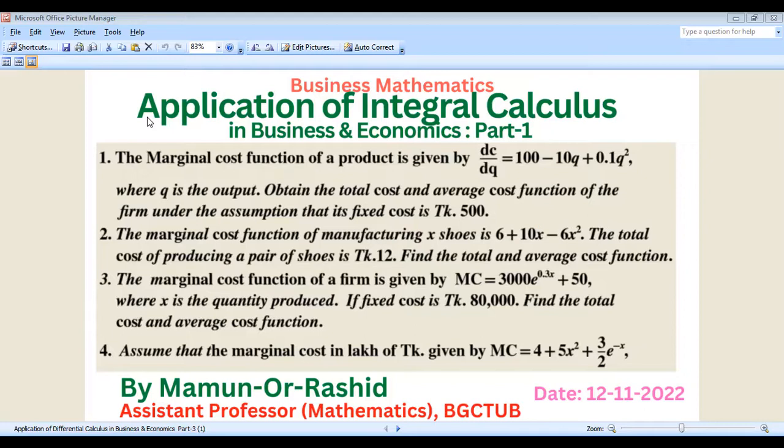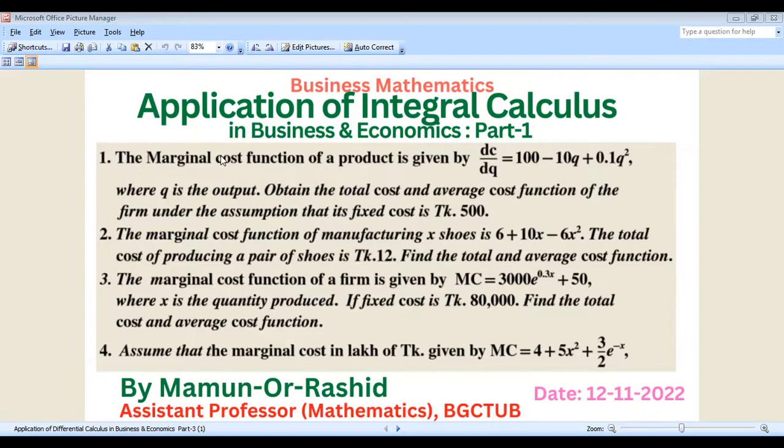You must know there are two types of integral calculus. One is definite integral, another is indefinite integral. Today we will discuss the first part, indefinite integral, application of integral calculus in business and economics. Today we'll solve especially five examples.